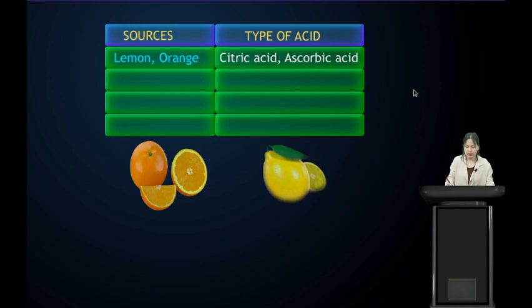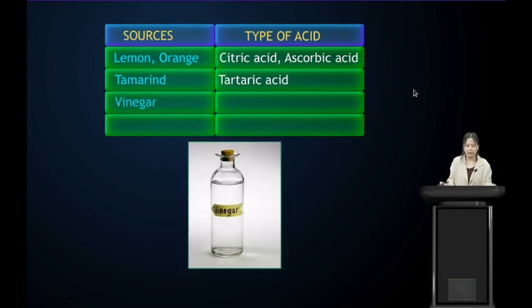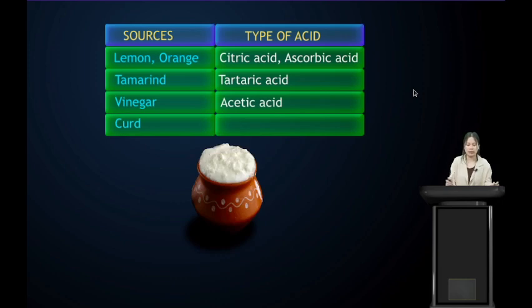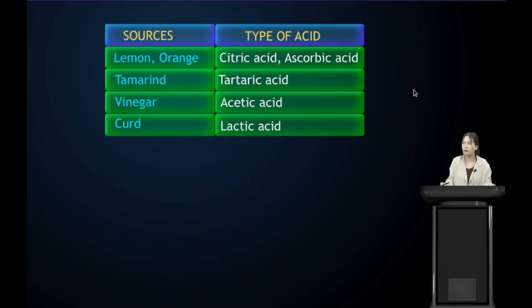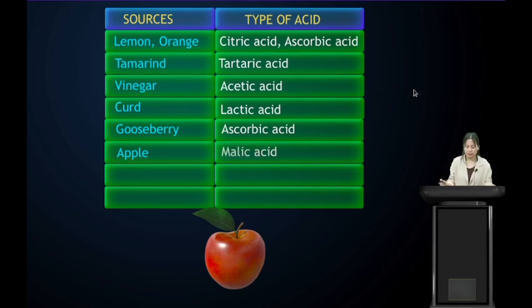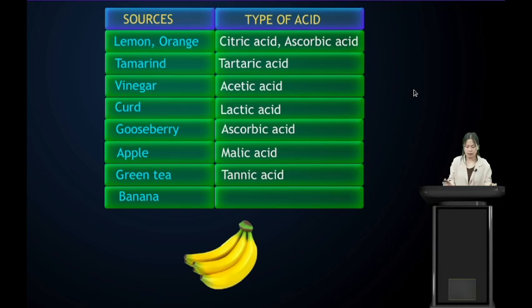In lemon and orange, citric acid and ascorbic acid are found. In tamarind, tartaric acid is present. In vinegar, acetic acid is present. In curd or yogurt or dahi, lactic acid is found. In gooseberry, ascorbic acid is found. In apple, malic acid is found. In green tea, tannic acid is found. In banana, folic acid is found. So these are some of the fruits or substances, and these are the types of acid present in them.